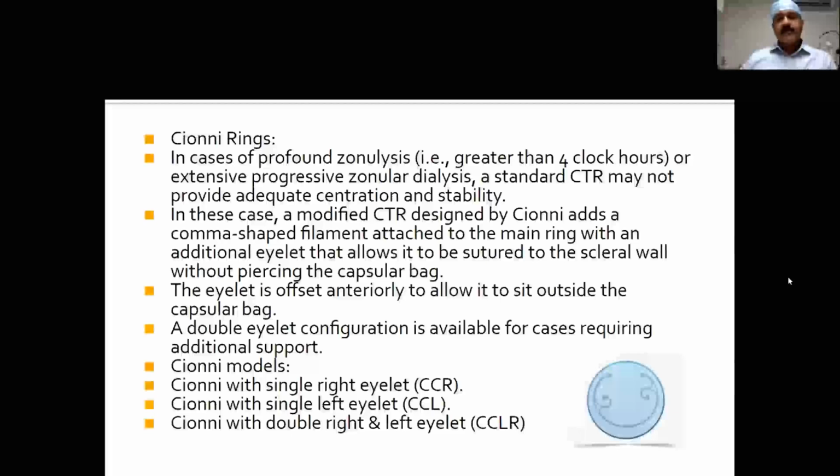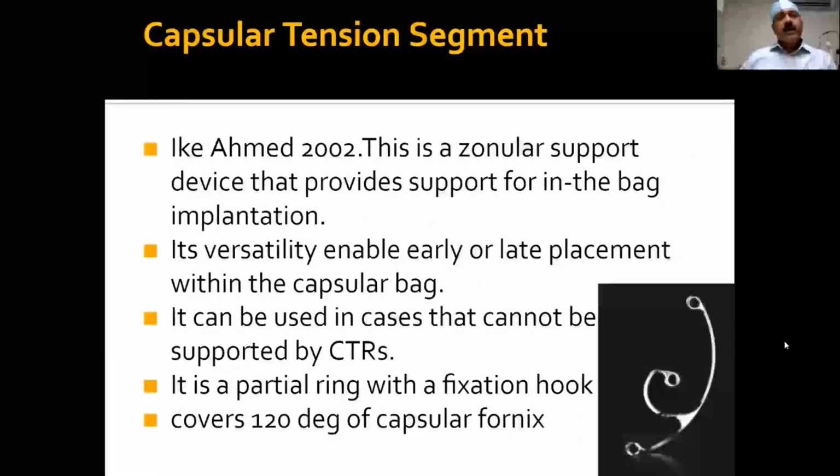Cionni rings are just a modification of CTRs. They have additional hooks at the sides. They come in different models with single eyelet right, single eyelet left, or double eyelets. Capsular tension segment. This was designed by Ike Ahmed in 2002. It's a zonular support device for extensive subluxations and it provides support for in-the-bag implantation and scleral anchorage.